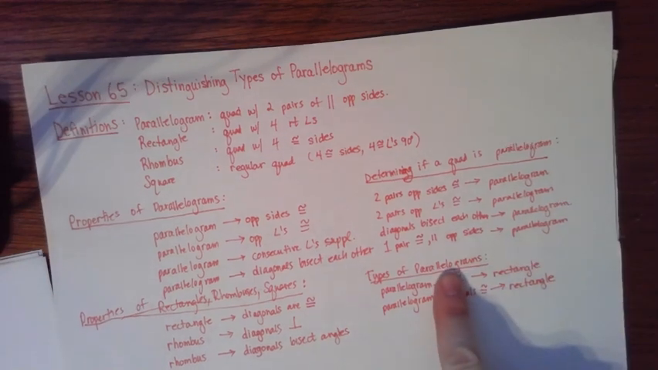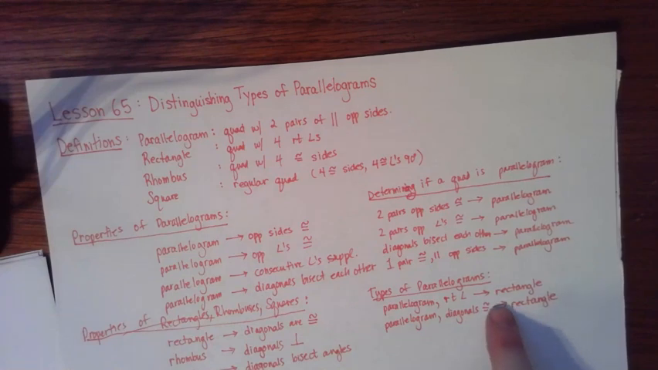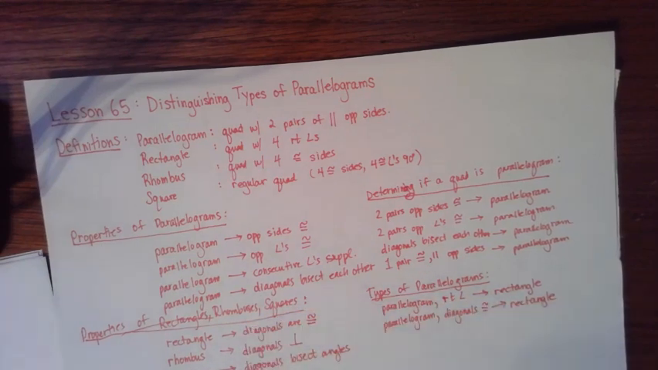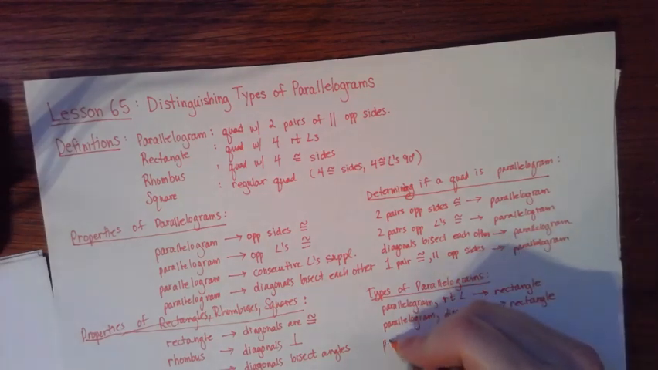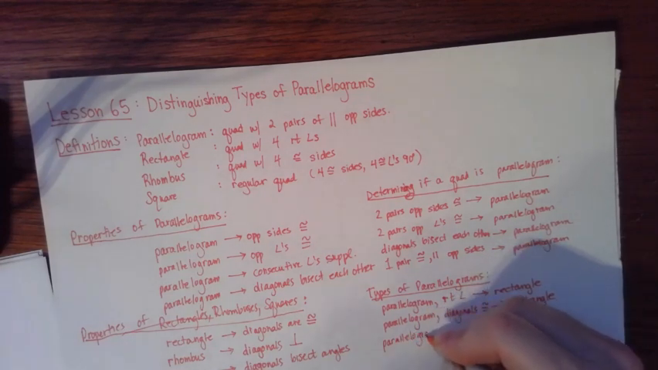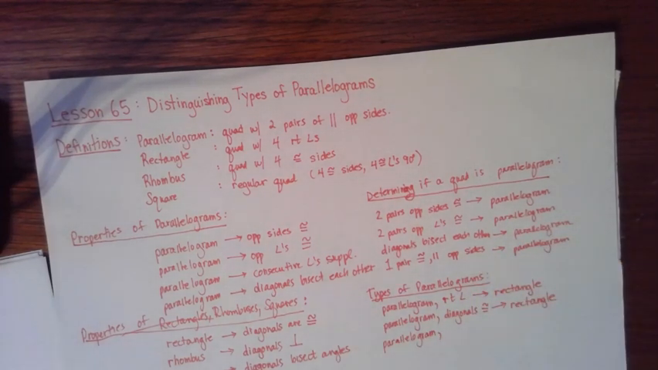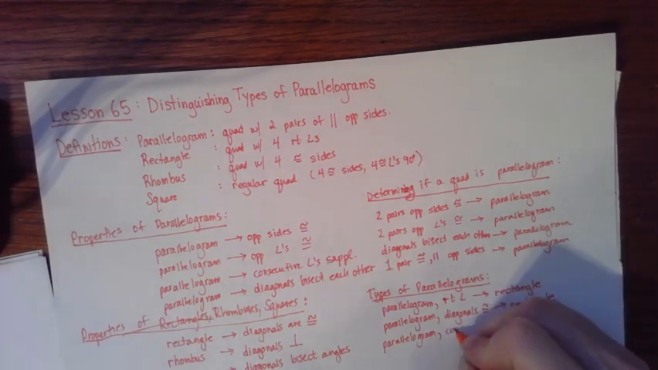So this one goes back to the definition. This one is the converse of this property. Okay, so those are our rectangle ones. And then we have some other ones. So if we know it's a parallelogram, and the consecutive sides are congruent.